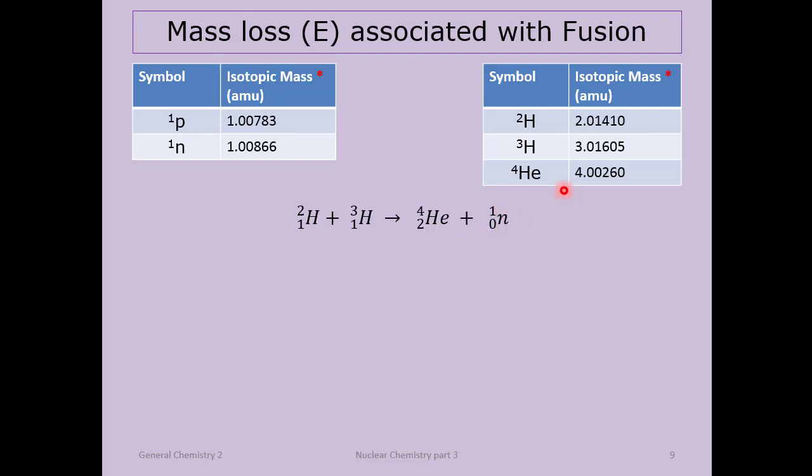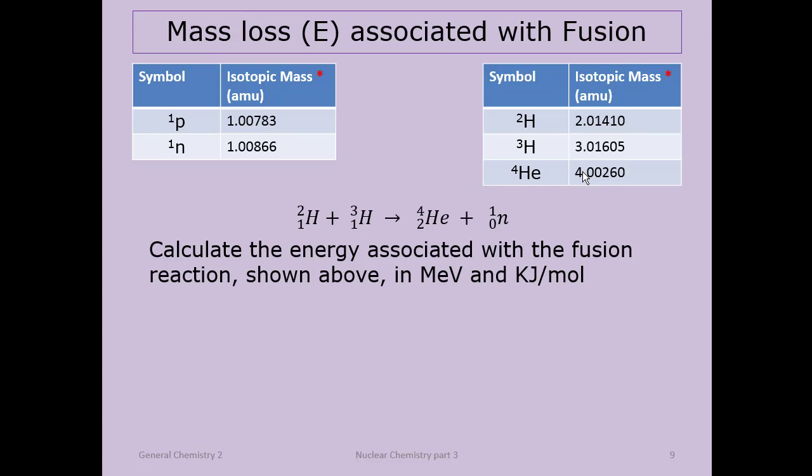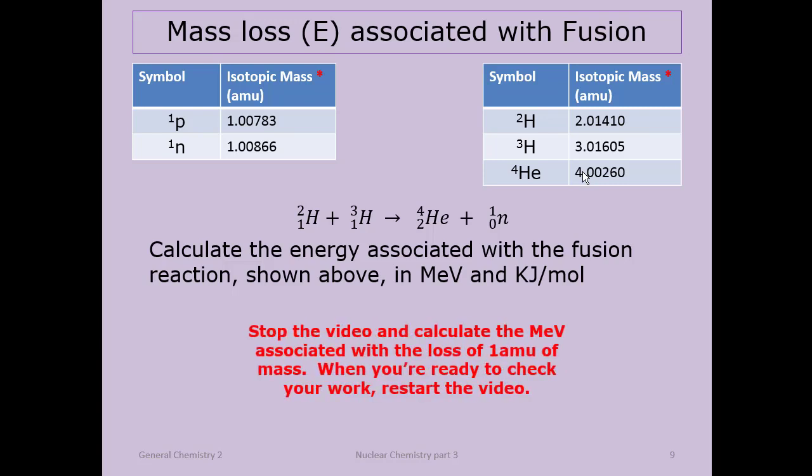So if you had the isotopic masses, determined by mass spectrometry, you could calculate the masses of the reactants and products, and figure out, according to E equals mc squared, how much energy is associated with this reaction. I'd like you to calculate the energy associated with the fusion reaction shown above. Do it both in mega electron volts and kilojoules per mole. Again, this is a great opportunity for you to stop the video, do the calculation, and when you're done, restart the video and check your work.